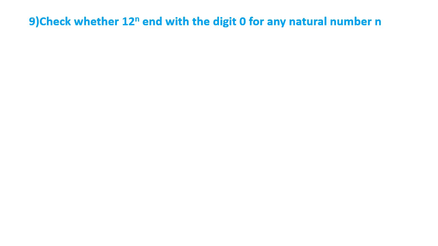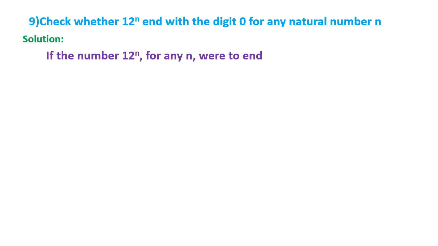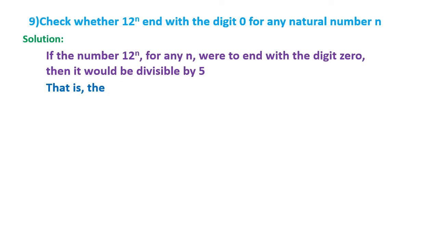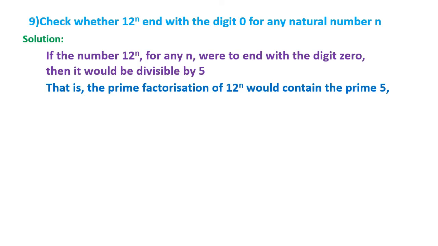Question number 9. Check whether 12 raised to n ends with the digit 0 for any natural number n. Solution. If the number 12 raised to n for any n were to end with the digit 0, then it would be divisible by 5. That is, the prime factorization of 12 raised to n would contain the prime number 5.